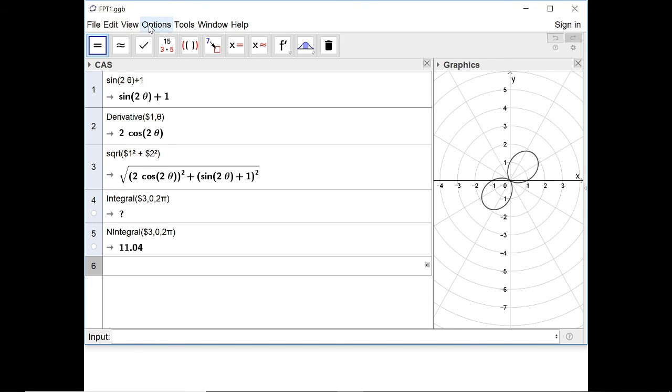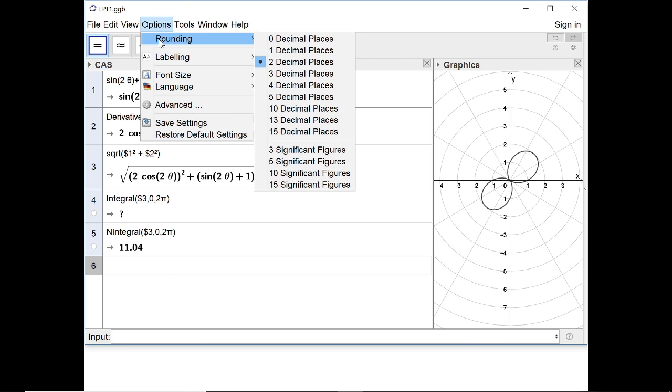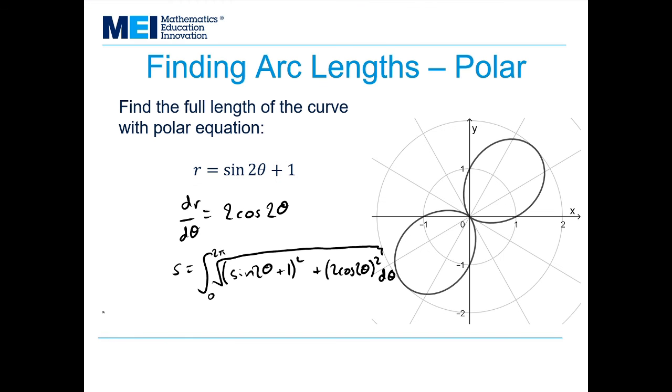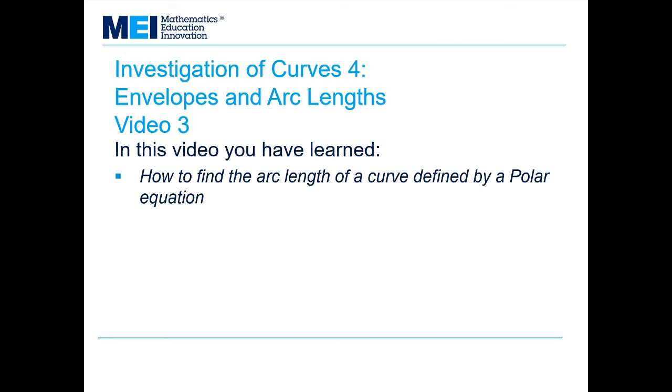Now I might want some extra decimal places, so let's round it to 5 decimal places instead, 11.04138 there. So I can write this down: evaluating the integral numerically gives S equals 11.04 to 2 decimal places. In this video, you've learned how to find the arc length of a curve defined by a polar equation.